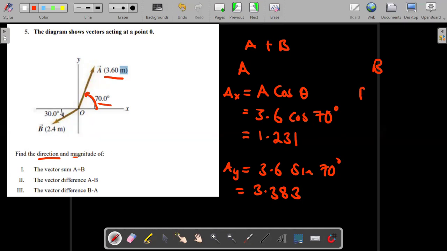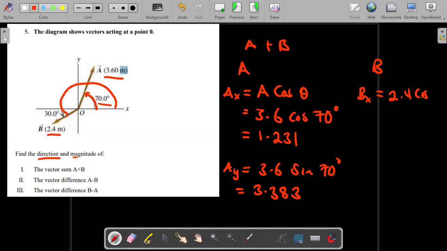So for the vector b, I have bx. I'll do the same. What is the magnitude? The magnitude has been given in the question. It's 2.4. Then I'm saying cos. What is my angle now? I said the angle is always measured from the positive x-axis until you reach that vector. So we measure from here, the positive x-axis, until we reach the vector b. And the vector b is there like that. So we see that it has moved all the way up to here.